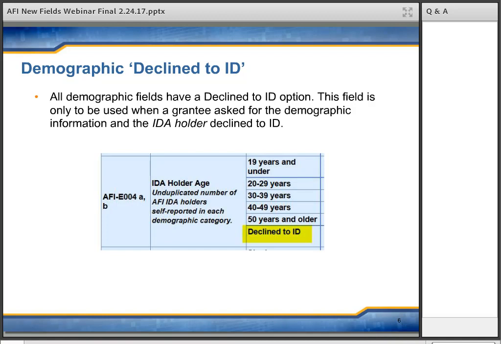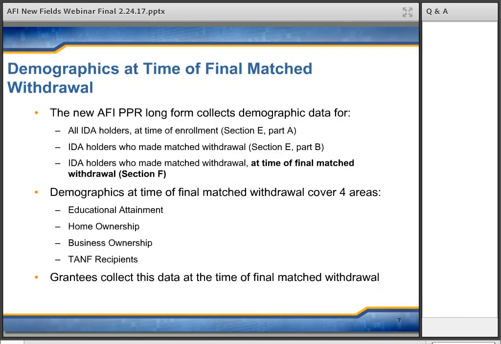So then the other category that we want to talk about specifically is the demographics at time of final matched withdrawal. So these fields make up section F in the long form. It's a shorter section, kind of 4 categories, and the key part is at time of final matched withdrawal.